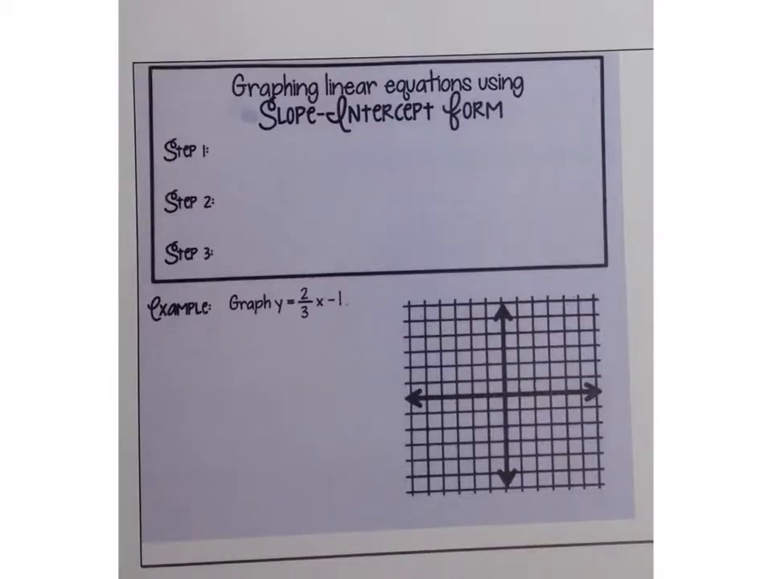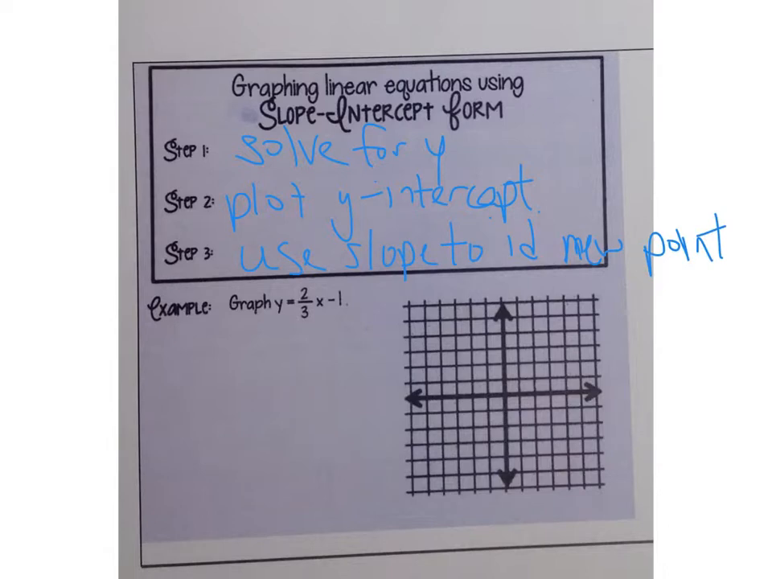So the steps of graphing a linear equation using slope-intercept form: first of all, you sometimes have to put it in slope-intercept form, and that means solve for y. The next step is figuring out what the y-intercept is and plotting that point. And the final step is to use slope to identify another point. So now we're going to try that with this one here.